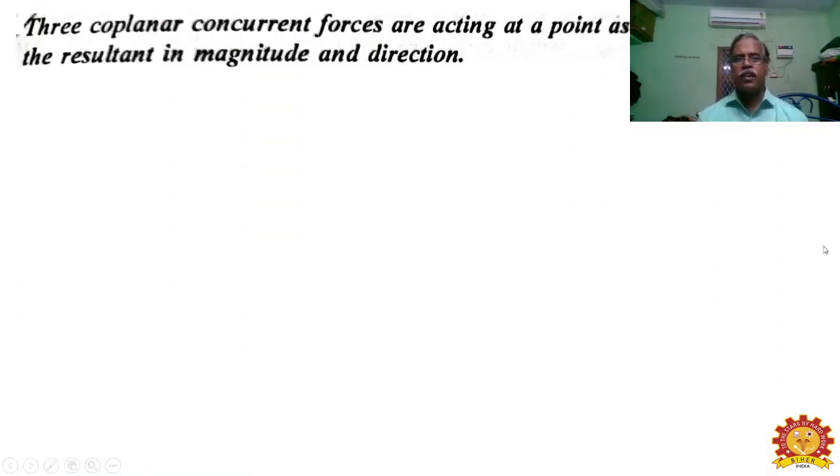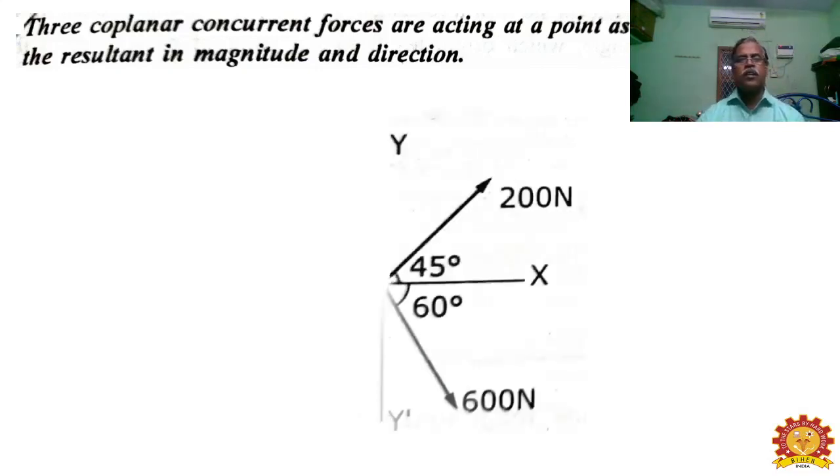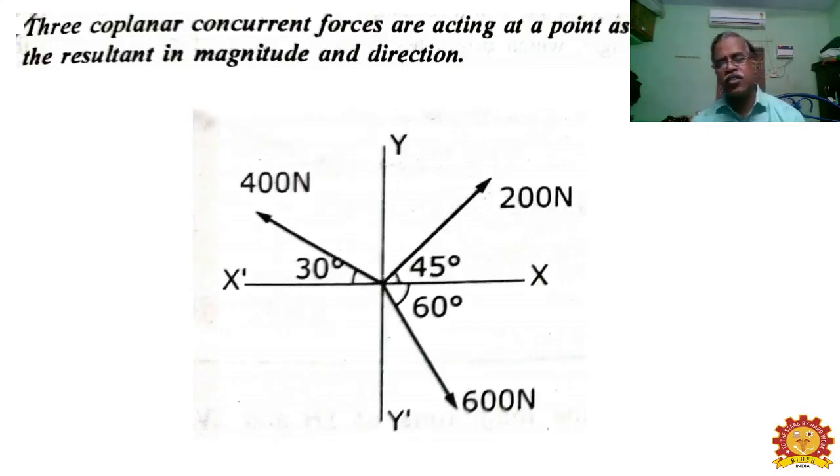Now we can consider a particular problem to be solved here. Okay, now let us take some three coplanar concurrent forces acting at a point as shown in the figure. So let us determine how the resultant and the magnitude of direction is found out. Now this is a diagram which is given as a question here.